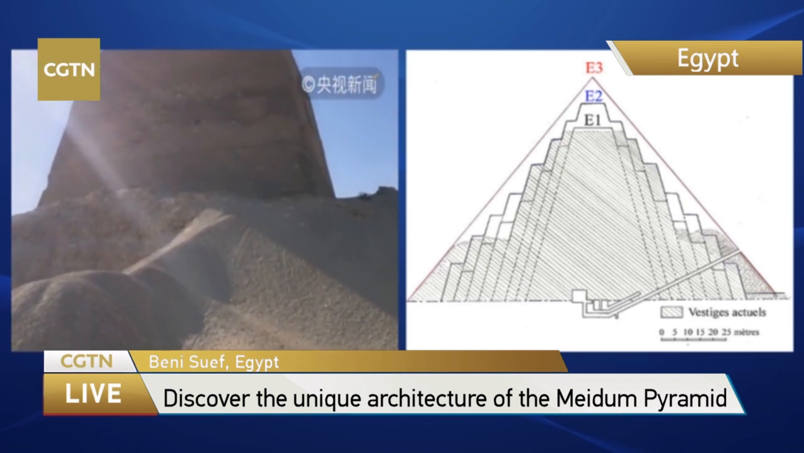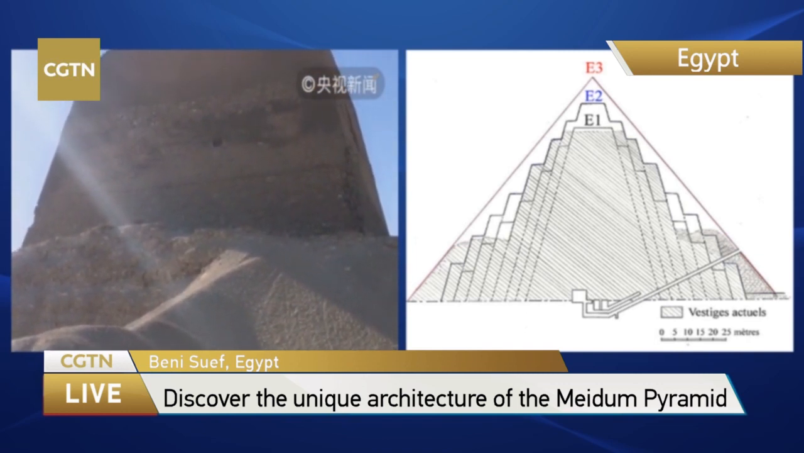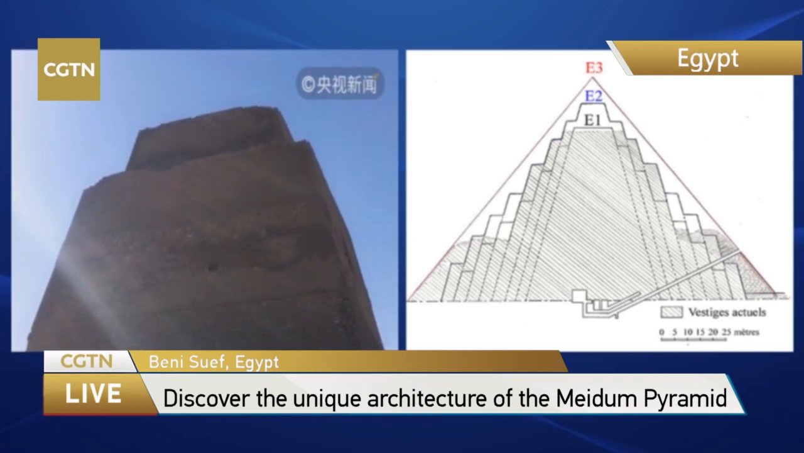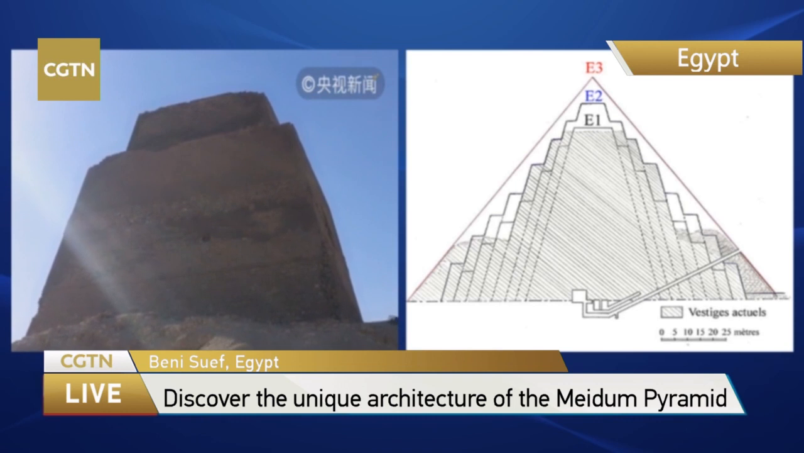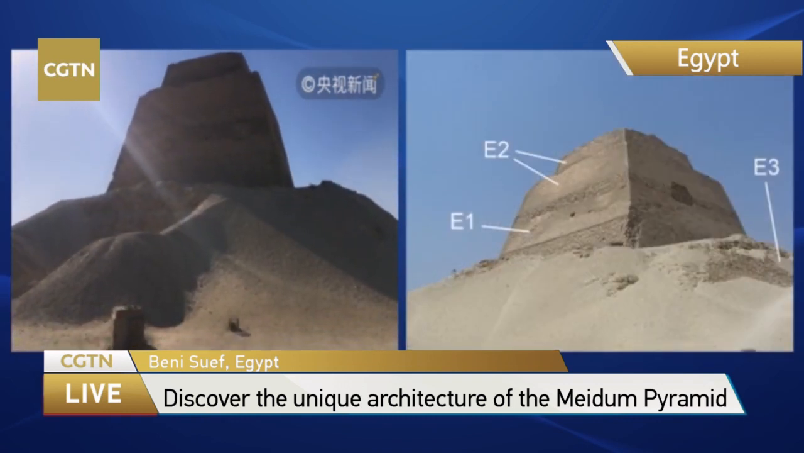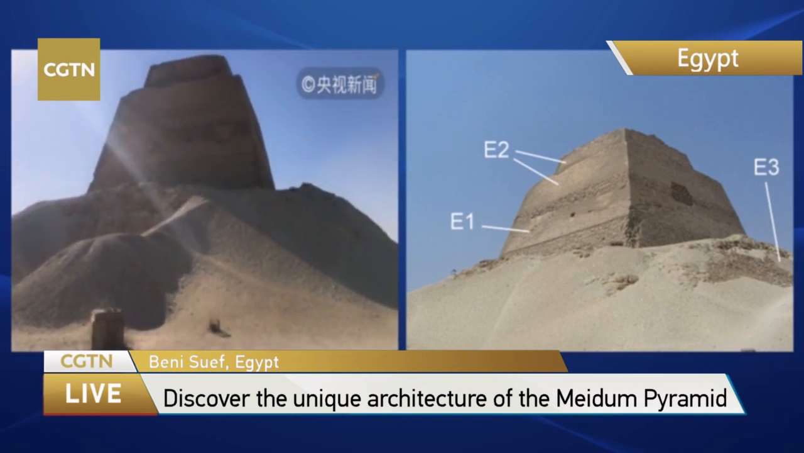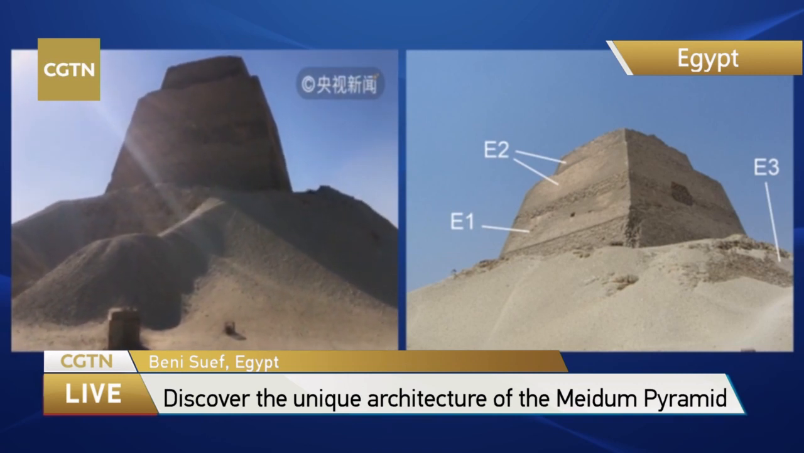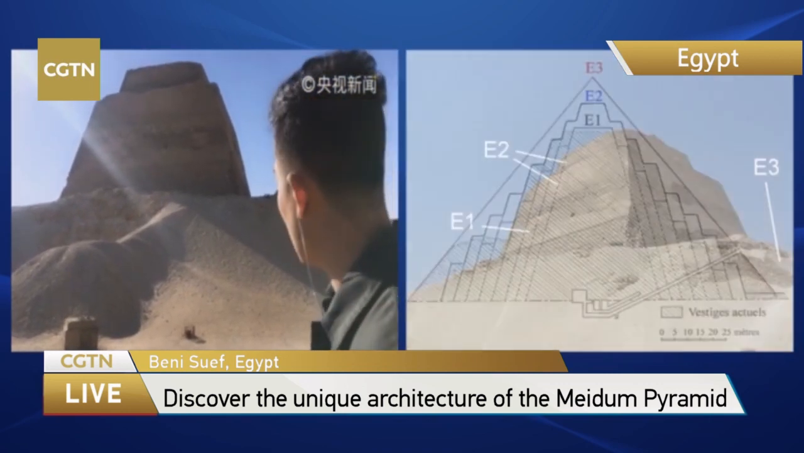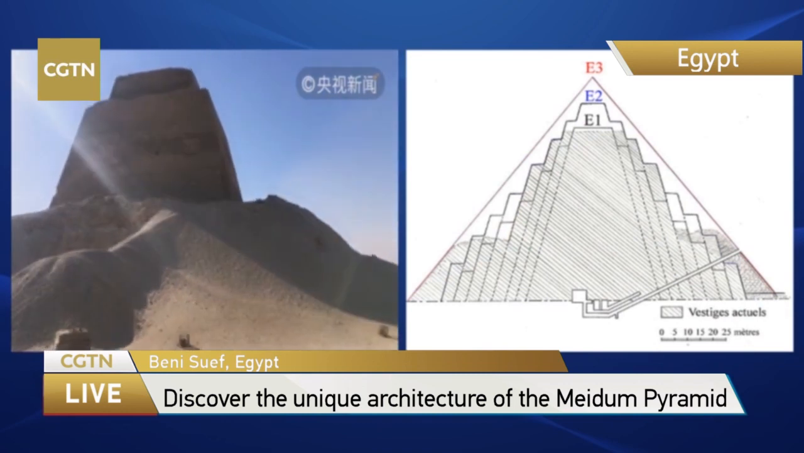After Huni died, his successor Sneferu decided to expand this pyramid, so he made the pyramid higher, and also changed it from a 7-layer pyramid to an 8-layer pyramid. So this is E2, and outside the E2 there is the E3. You can see the shape of the E3. It was what we are familiar with today.